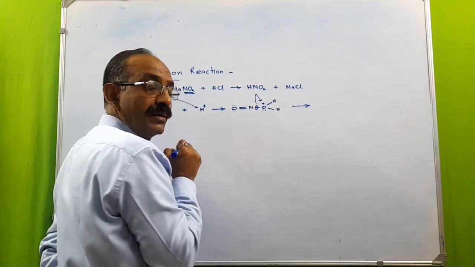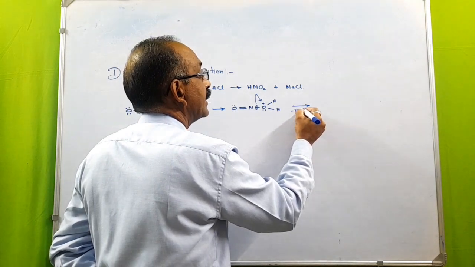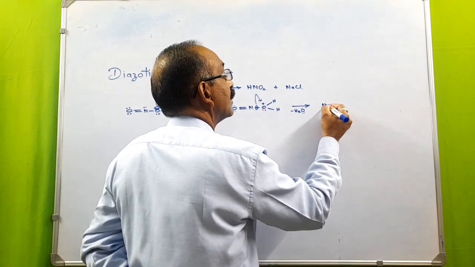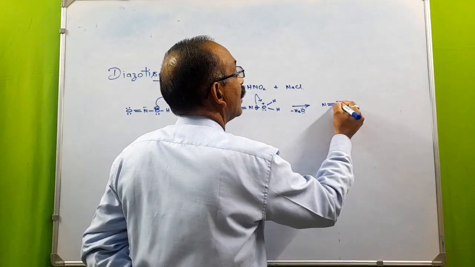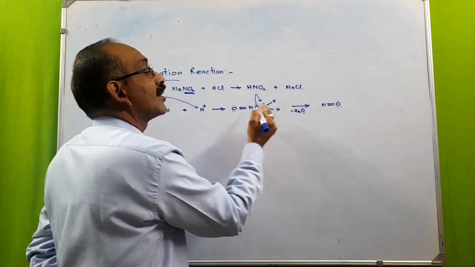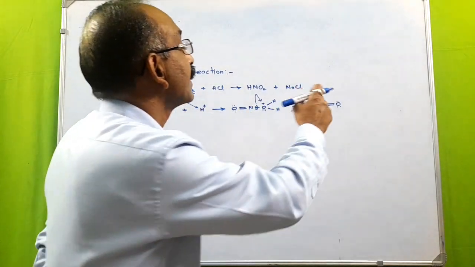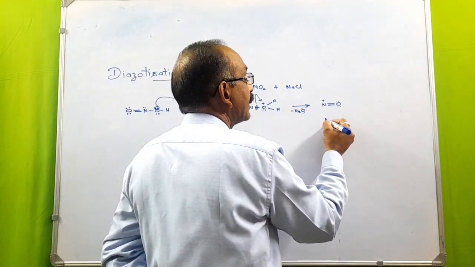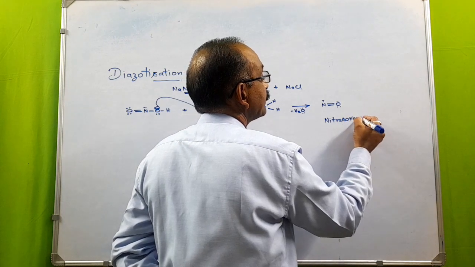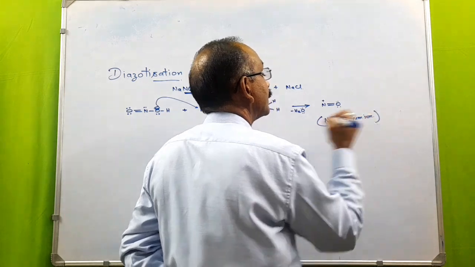Now, in order to compensate the positive charge of the oxygen, the electron pair of this NO bond shifts over to the oxygen, and the water molecule will be set free. Here the remaining species is this. As nitrogen has lost its electron, there will be a positive charge. This type of ion, the nitrosonium ion, will be formed.